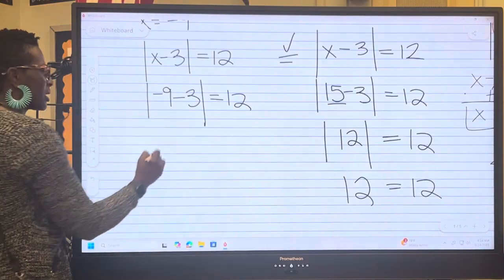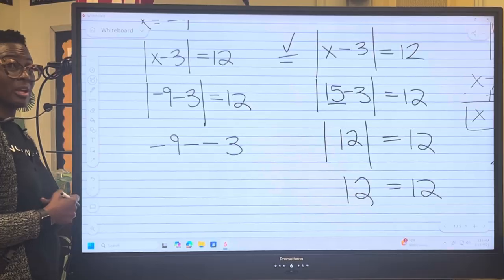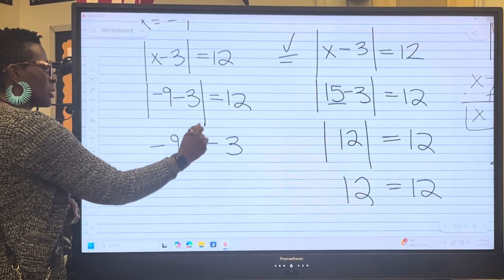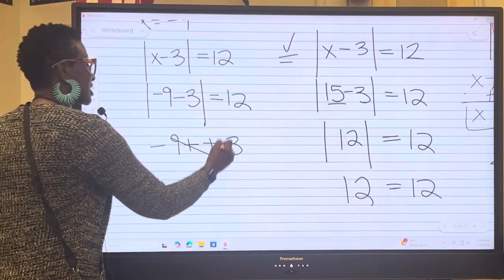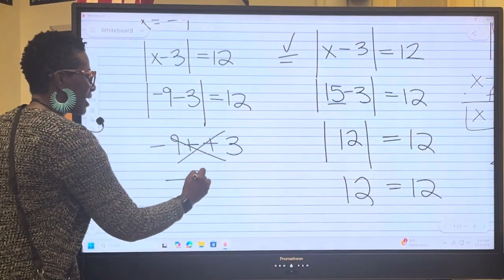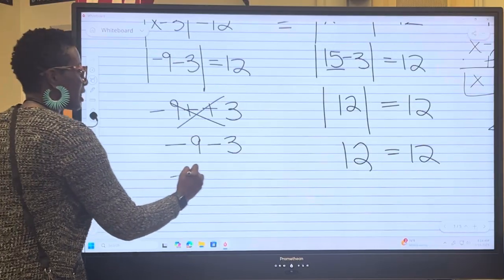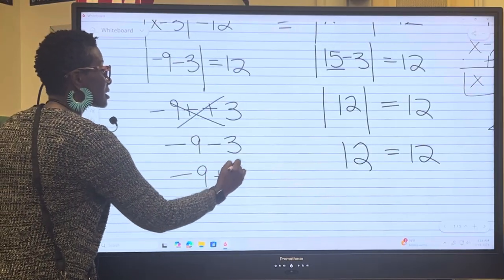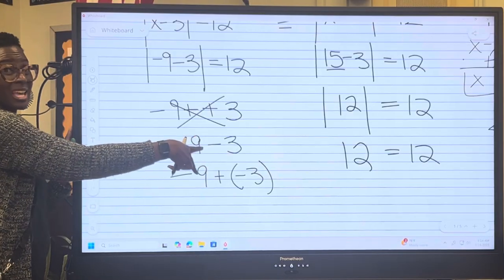Watch this. Sidebar. This is not negative 9 minus negative 3. Because if it was a double negative, what would we do to this? Be positive. And that's not what we have. Are y'all with me? So this is not that. It's negative 9 minus 3, which is the same thing as, watch this, negative 9 plus negative 3. These two are exactly the same thing.